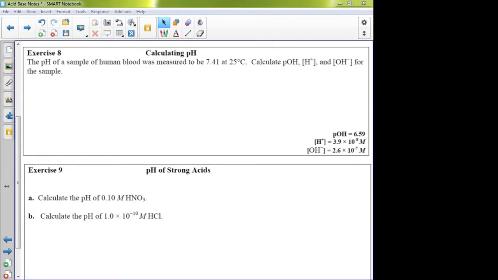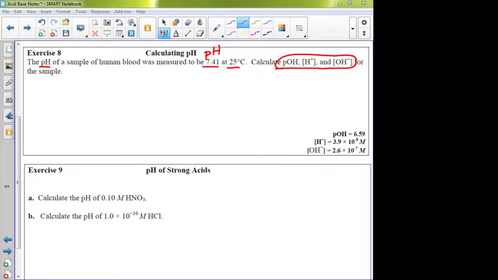And here we go. All right, exercise 8, because we did 7 yesterday, correct? We finished it with you? Yep. All right, so we're moving on to exercise 8. Exercise 8 says the pH of a sample of human blood was measured to be 7.41. And at this point, if I was on an AP exam, I would have gone ahead and written pH above the 7.41, so I'm not confusing myself on what it is. At 25 degrees Celsius, calculate the pOH, the concentration of my hydrogen ion, and the concentration of my hydroxide ion for the sample. Okay?